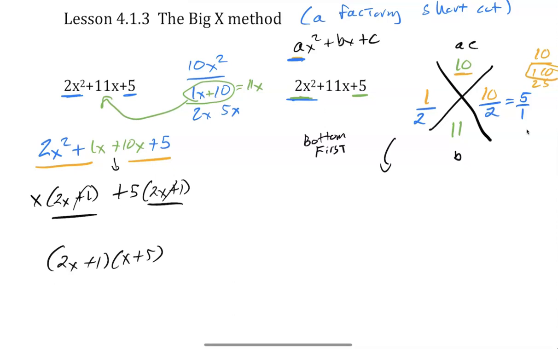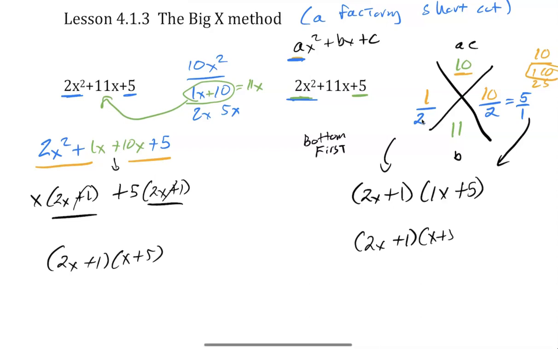However you want to say it. We're going to go to the bottoms first. So we're going to put this as 2x plus 1, and we'll put this one as 1x plus 5. Or if you want to write it without the 1, you can. You get 2x plus 1 times x plus 5.